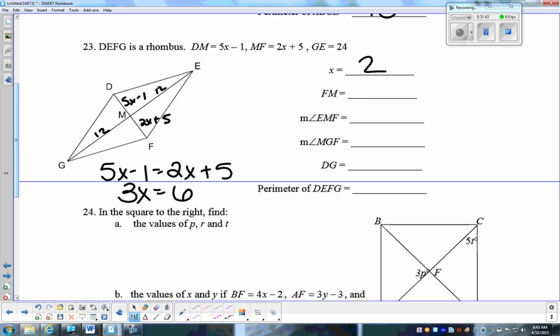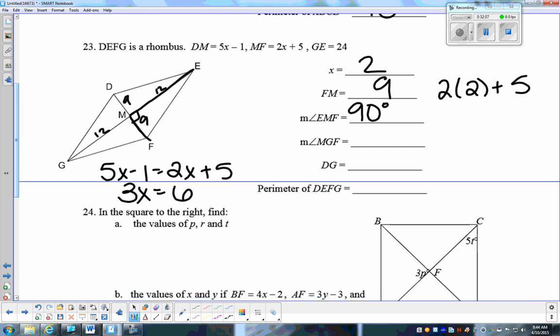To find FM, I plug 2 in for x. So 2 times 2 plus 5, FM is 9. So I'm going to erase these and put that DM and MF are both 9. EMF is 90 degrees since it's a rhombus. Our diagonals are perpendicular.